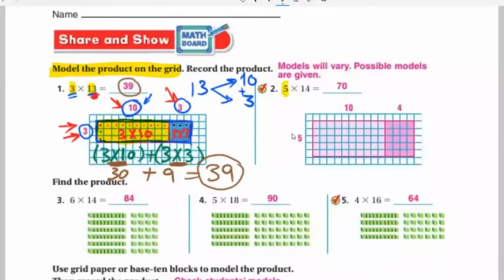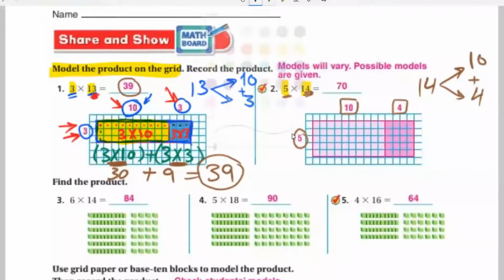Number 2, we have 5 multiplied by 14 here. So the first number, which is the smaller number here, 5, put it the same here. Okay, and 14, let's break it into 10 plus what? 10 plus 4, right? Okay, so let's write 4 here. After that, we're going to draw here a rectangle with 5 squares. Let's count 1, 2, 3, 4, 5, and draw our line here.